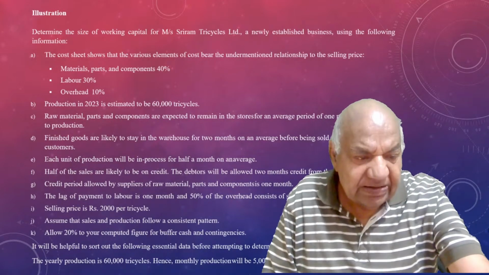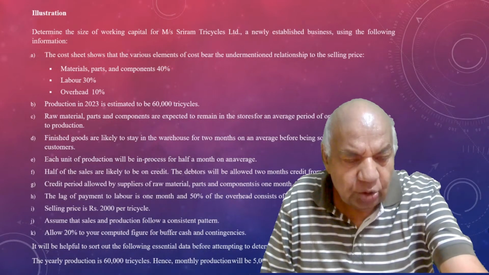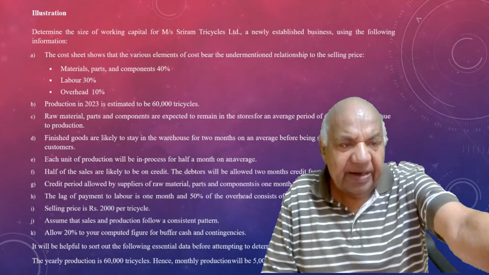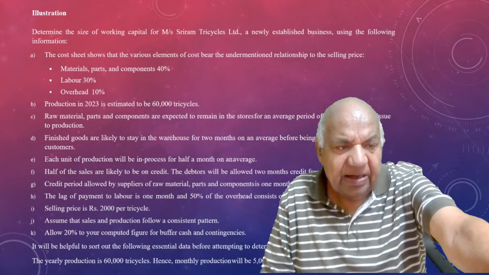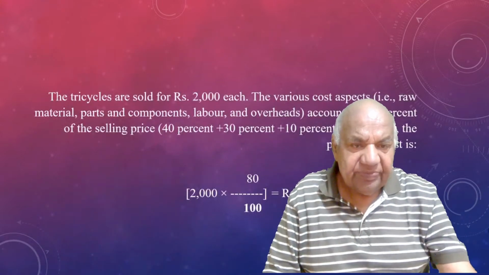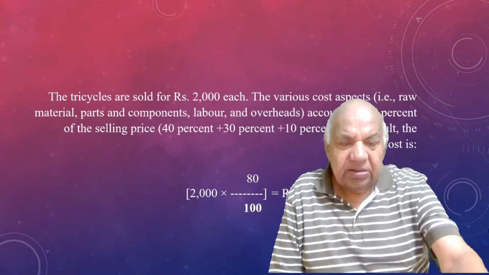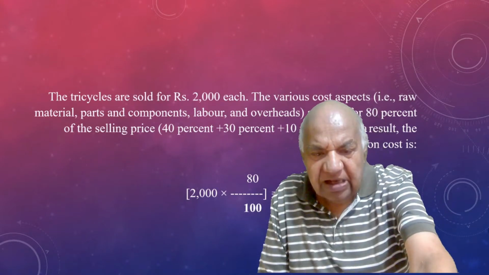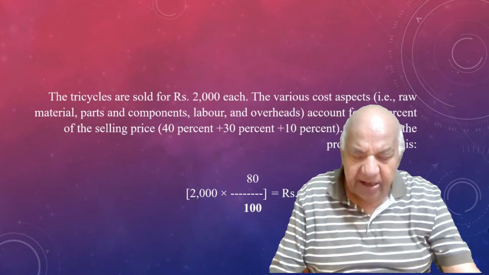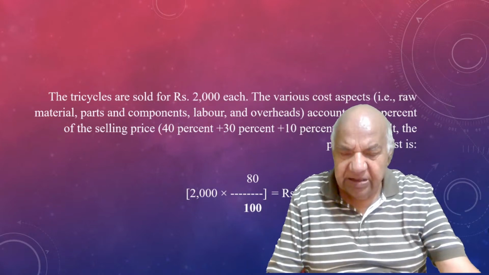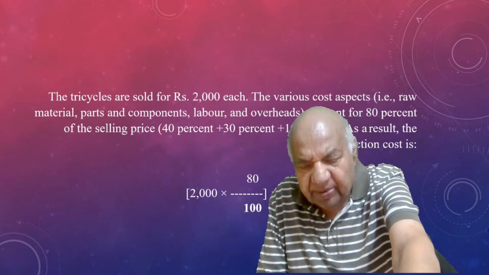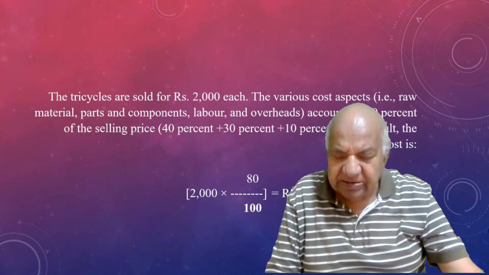Here you have been given selling price is rupees 2000 per tricycle, and cost shows materials etc. 40%, labor 30%, overhead 10%. Then the total cost per tricycle will be 2000 multiplied by 80 upon 100, or 80% of 2000, that is 1600. 80 is 40% material, 30% labor, and 10% other expenses.